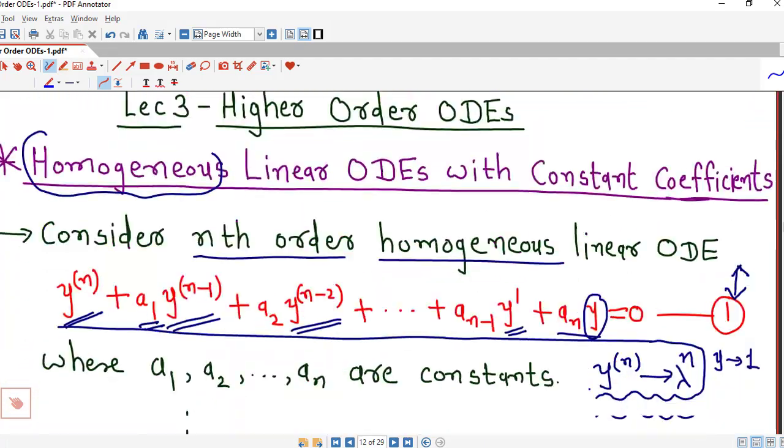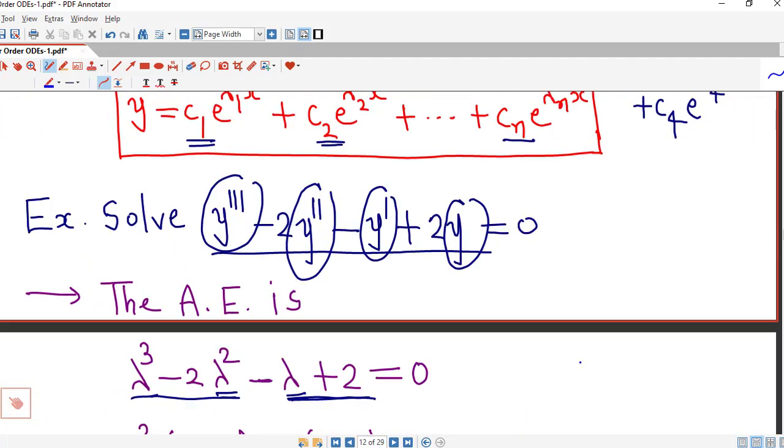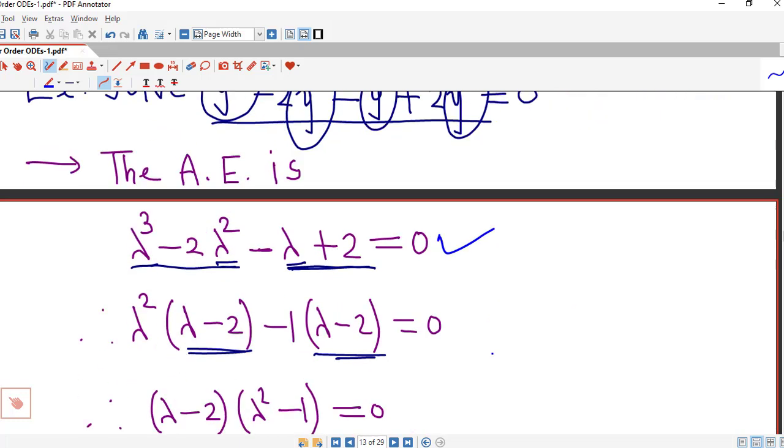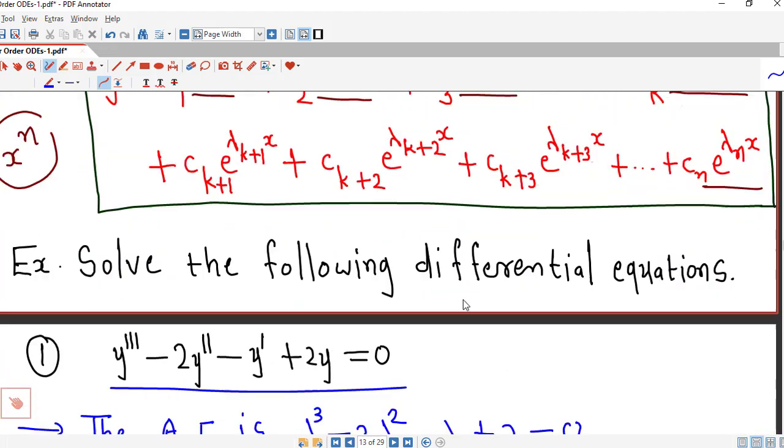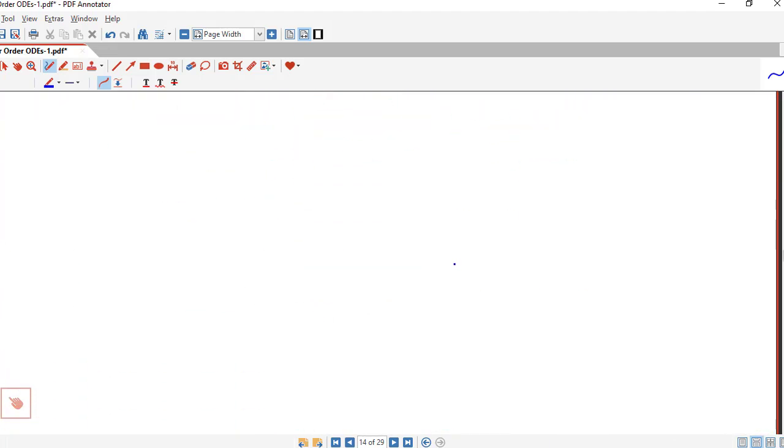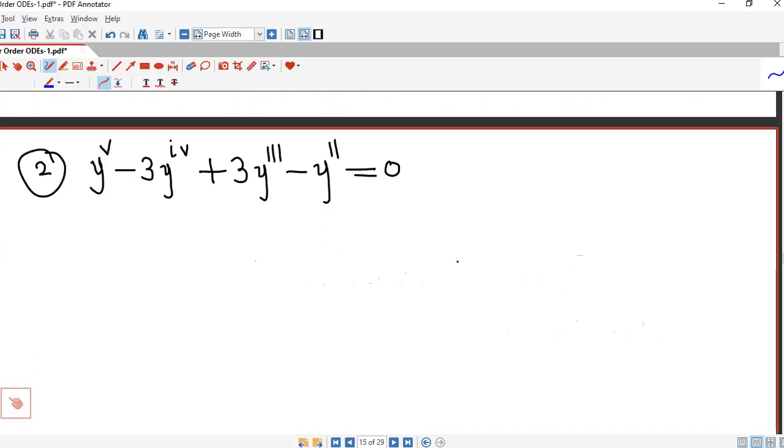I am having this same equation here: lambda cube minus 2 lambda square minus lambda plus 2 equal to 0. So that is the case of distinct roots. We consider another problem. Fifth derivative of y minus 3 times fourth derivative of y plus 3 times y triple dash minus y double dash equal to 0. So we first write down the auxiliary equation.